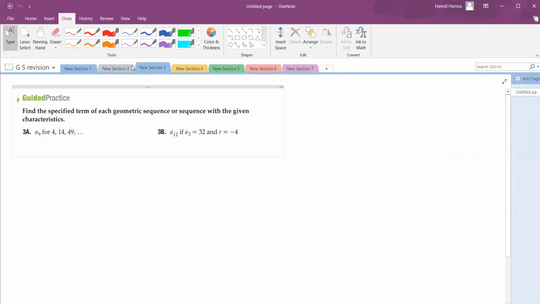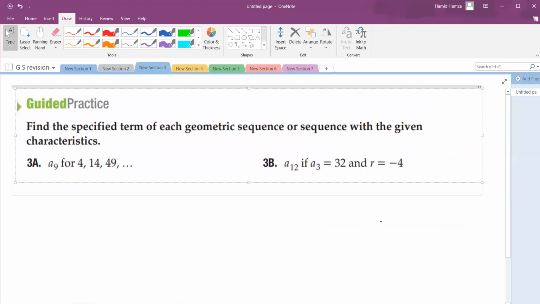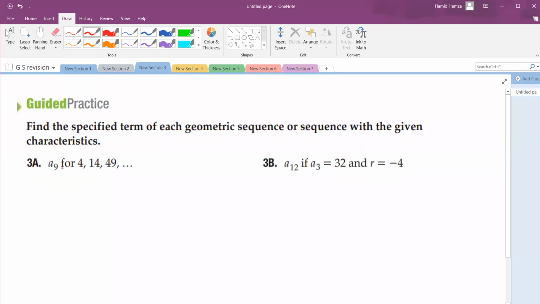So the next one, we want to find A9 for this sequence. Okay. So how do we find this? By using this: A9 equals A1 r to the power 8. That means we want to find A1 and R.